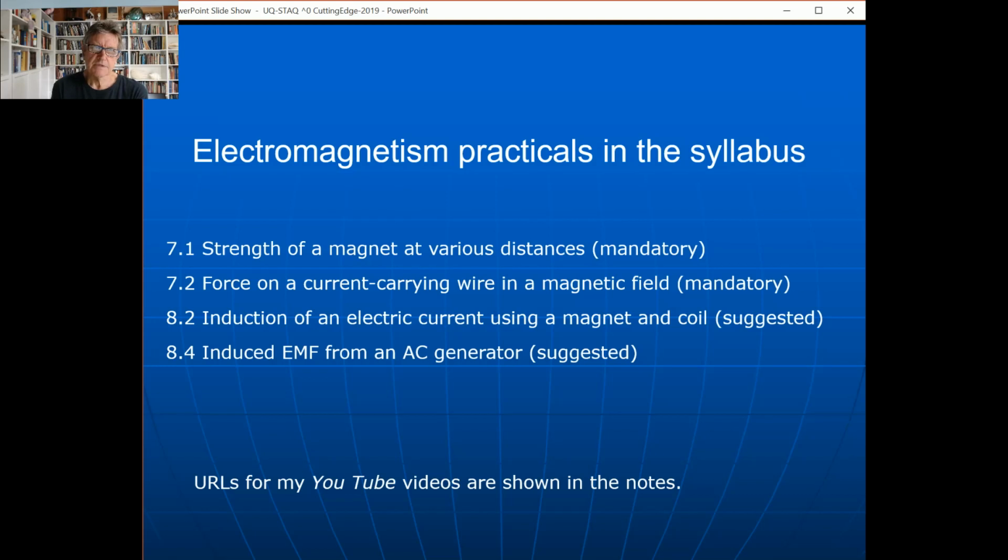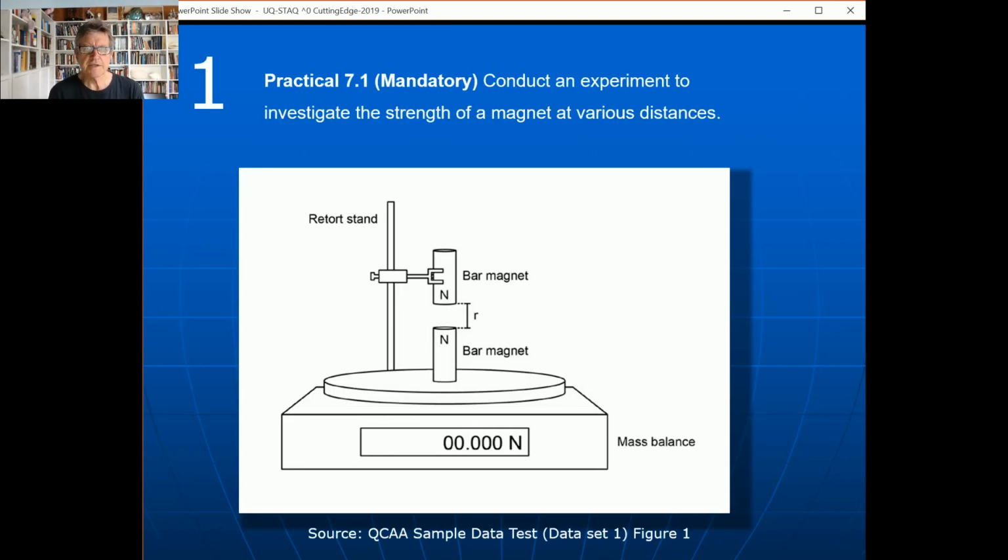Now, I've numbered them 7.1 and 7.2 in the text, but they're not in any section in the syllabus. They're just under electromagnetism. But that's chapter 7 for me from the Oxford text, and then chapter 8 for the next 2, which are the suggested pracs, the induction one, and then the last one is the transformer prac. I won't spend too much time on those because they're not such a big deal. Okay, so here's the first prac that's mentioned in the syllabus.